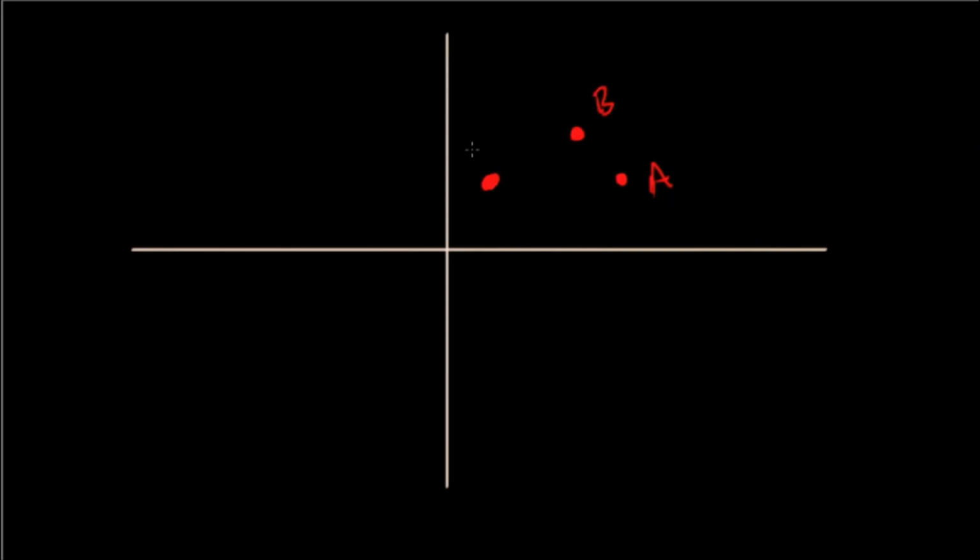And I'm going to call that point C. And what happened to these? So A became -5, -2. B became -4, -3. And C became -1, -2. All right, I'm going to call this A prime, B prime, C prime.